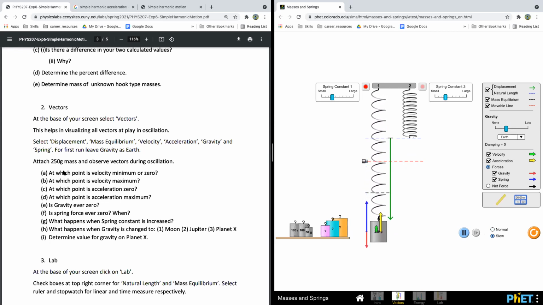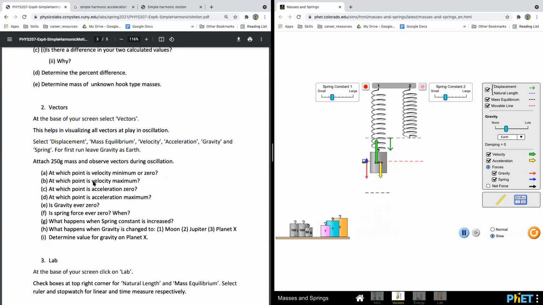So the first question: at which point is the velocity minimum or 0? You can see at which point the velocity is 0. It's either the bottom or the top, right? But both the bottom and the top, not either. So it reaches a velocity of 0.